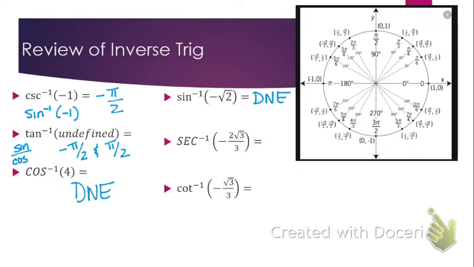Secant is the sister to cosine. So the reciprocal of -2 root 3 over 3 is -√3 over 2. That's what it's asking you for. What angle has a cosine value in quadrants 1 or 2 of -√3 over 2? 5 pi over 6. So it's right here. So our answer is 5 pi over 6.